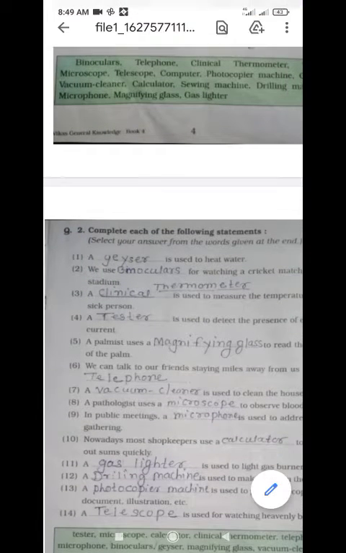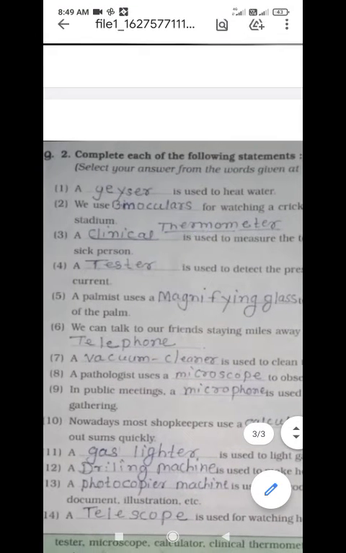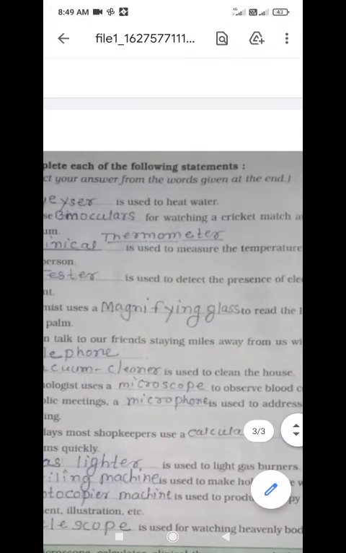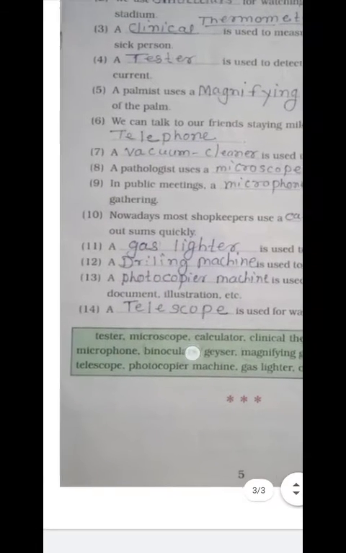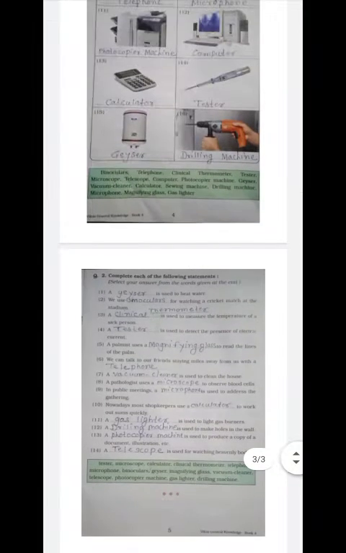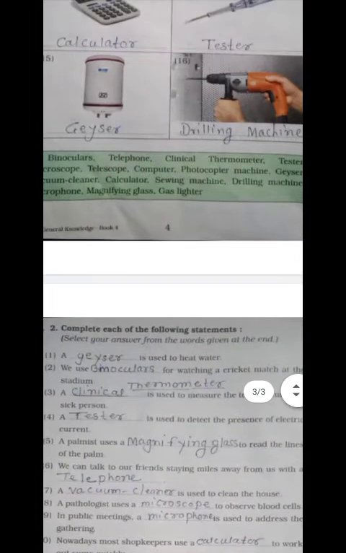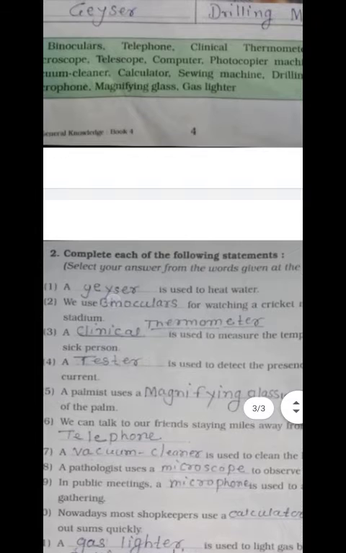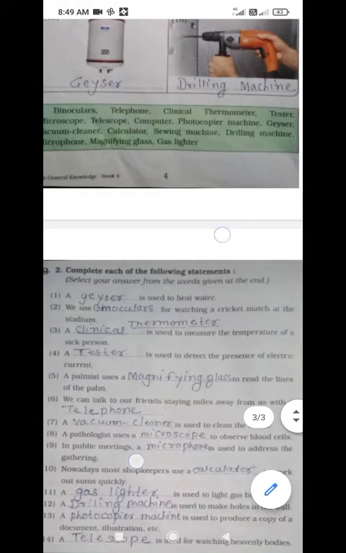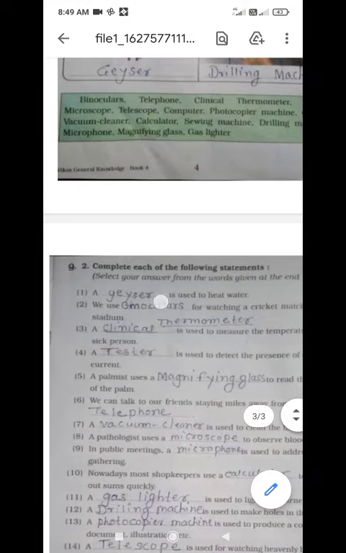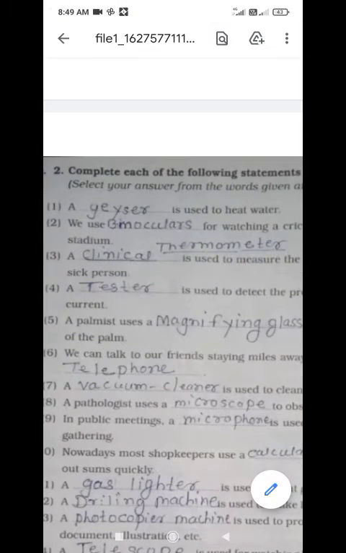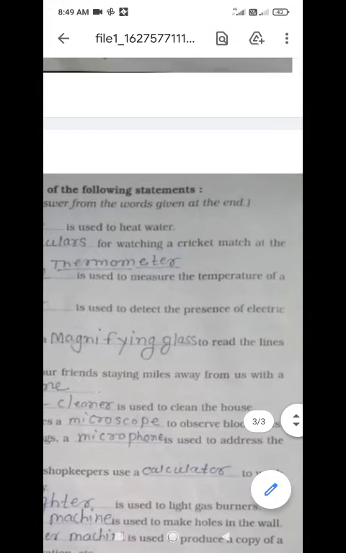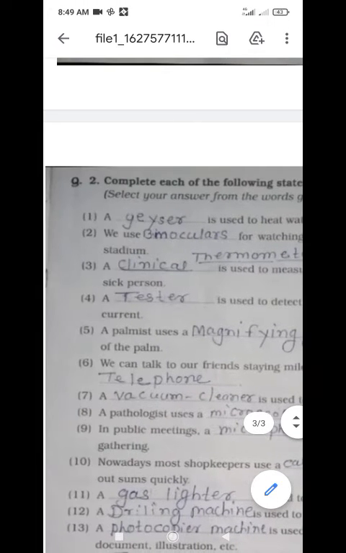Now complete each of the following statements. Select your answer from the words given at the end. You have to select the answer from here and write here. A geyser is used to heat water. We use binoculars for watching a cricket match at the stadium.